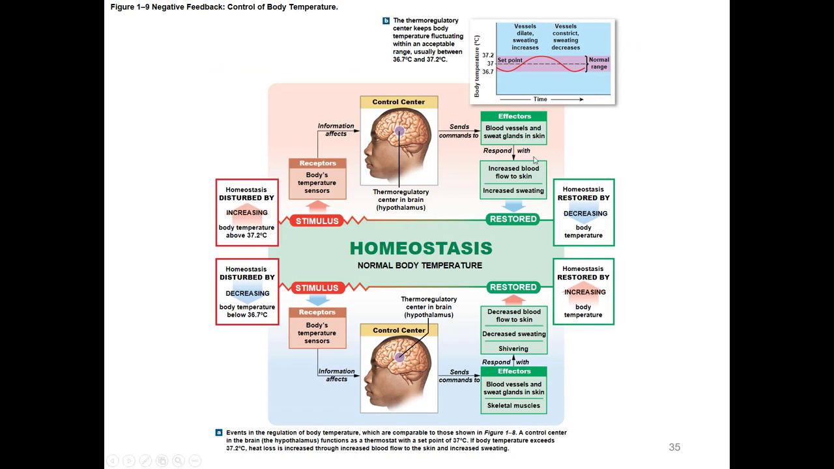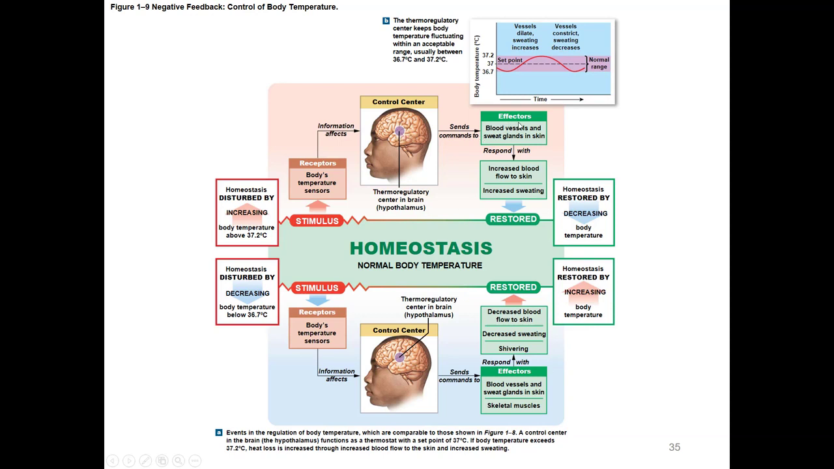So here's the human body example that kind of goes with my everyday example. So 98.6 degrees Fahrenheit, or 37-ish for Celsius. If we're outside and we're being active and our body temperature starts to go up a little bit, receptors, body temperature receptors, pick up that we're getting a little hot. A message is sent to the control center, which is your brain. The thermoregulatory center in the brain, which is your hypothalamus, will send a command to the effectors.